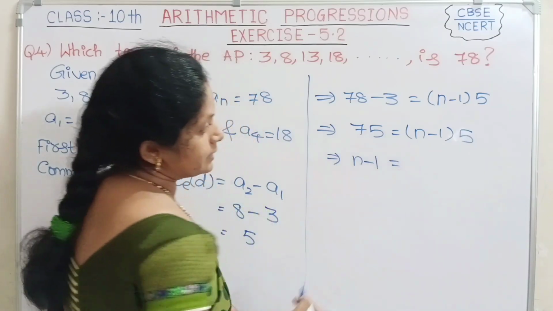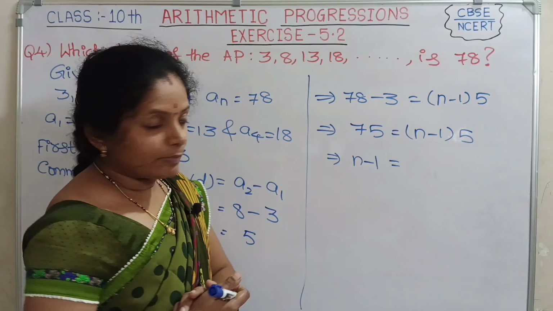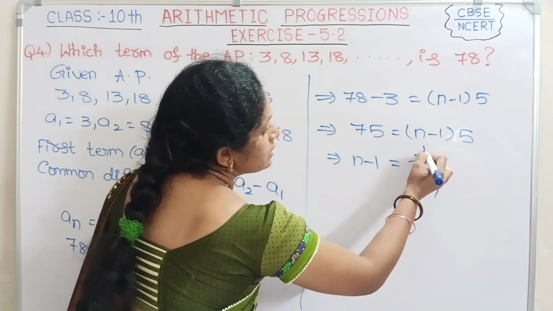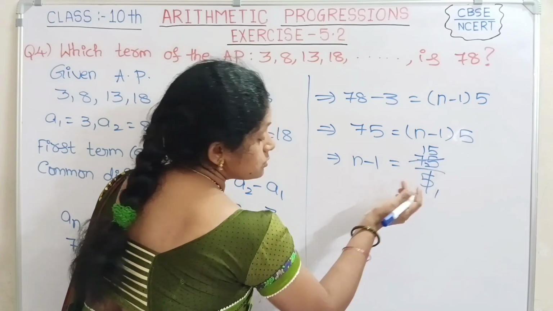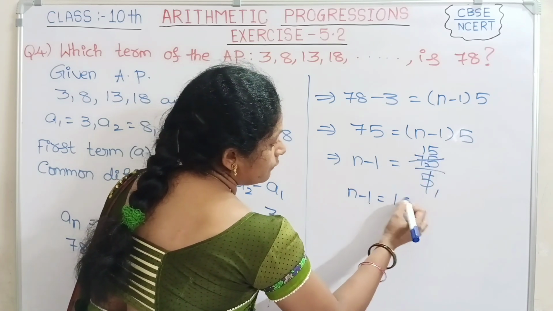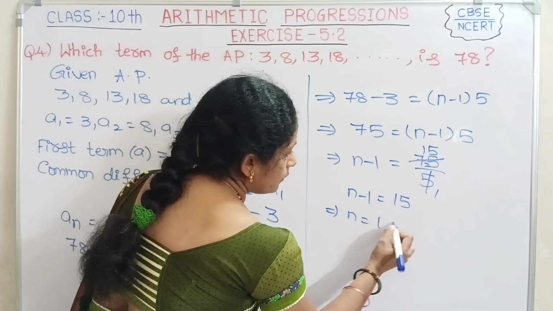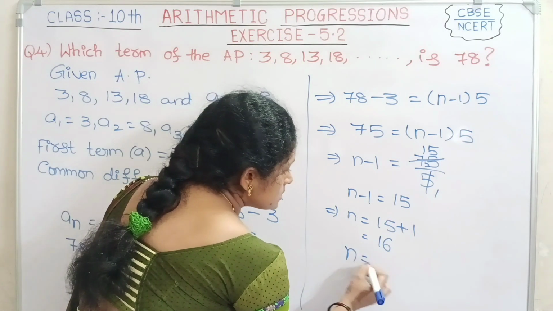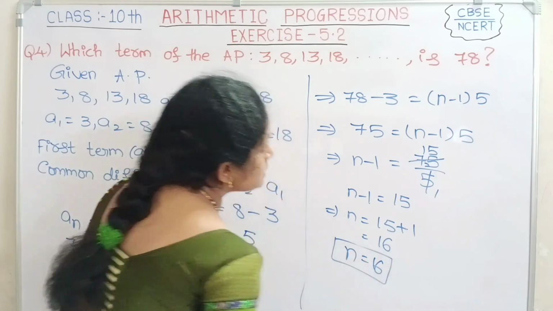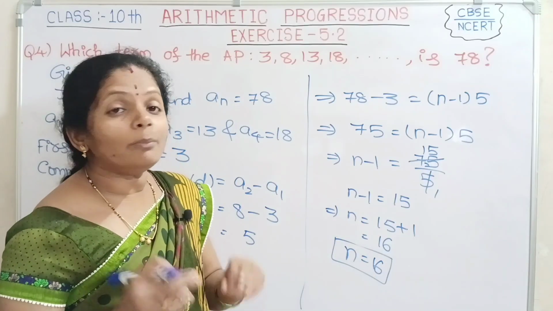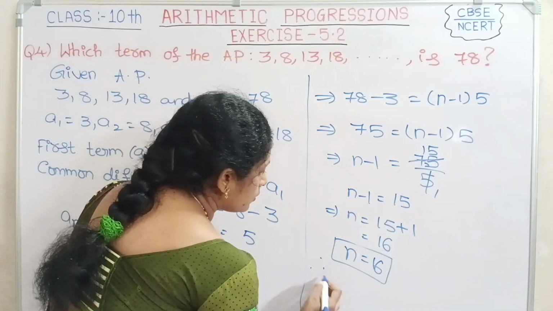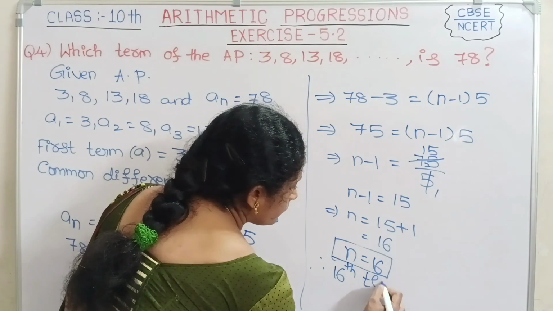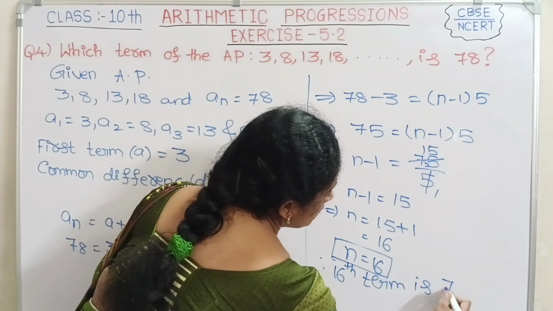n minus 1 is equal to, if it goes to the other side it will be divided, 75 by 5. 5 ones are 5, 5 ones are 5, 5 fives are 25. n minus 1 is equal to 15. n is equal to 15 plus 1. It is 16. n is equal to 16 we got. Therefore, the 16th term is 78.